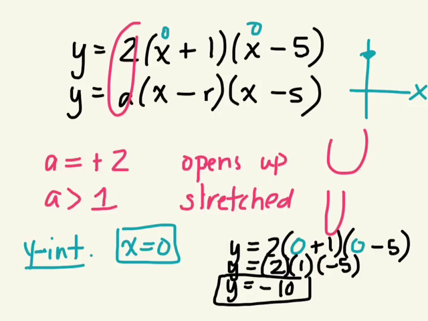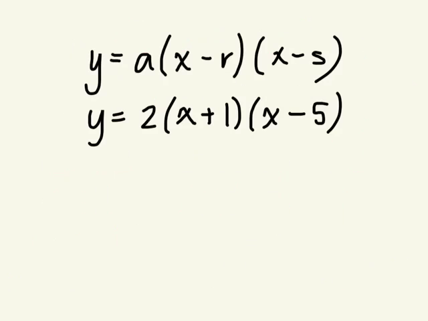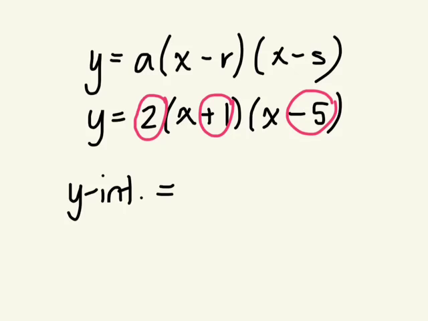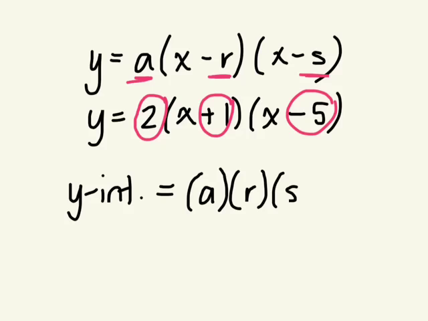I want you to look at these numbers for a second. In our equation we had 2, a 1, and a negative 5. 2 times 1 times negative 5. So what did you notice when you were finding the y-intercept? We had 2, a positive 1, and a negative 5. How would I write this as an equation to find the y-intercept using factored form variables? What do we do? R is 1. Yeah, and 5 is S. Good. So, C. Yeah. So we multiplied A times R times S to get the y-intercept.